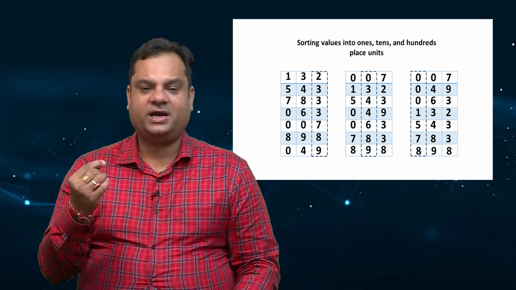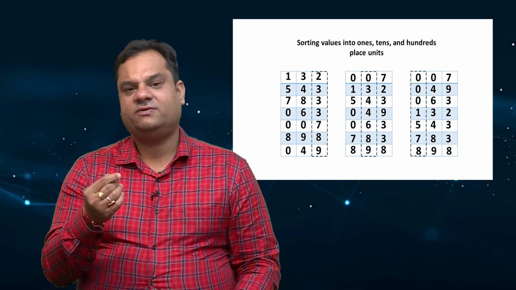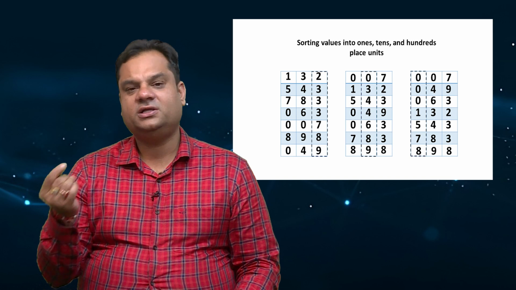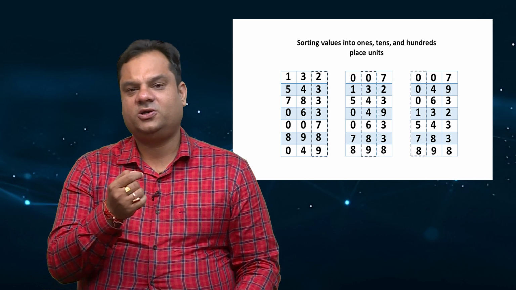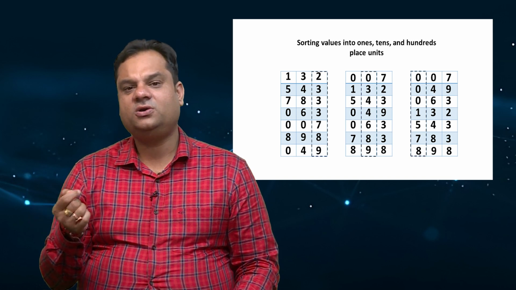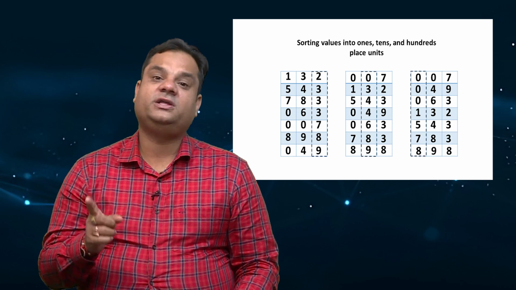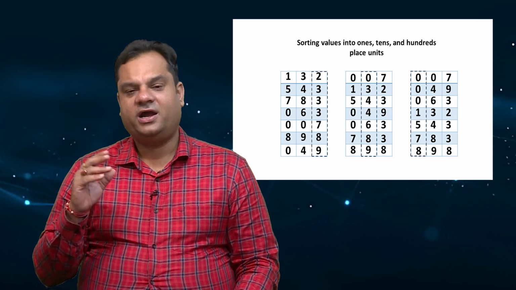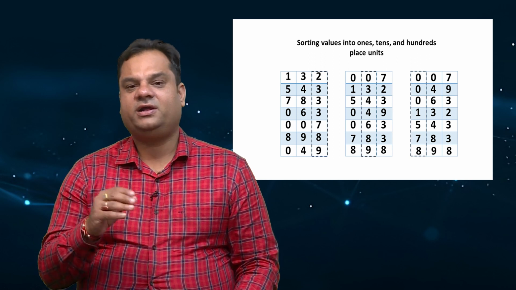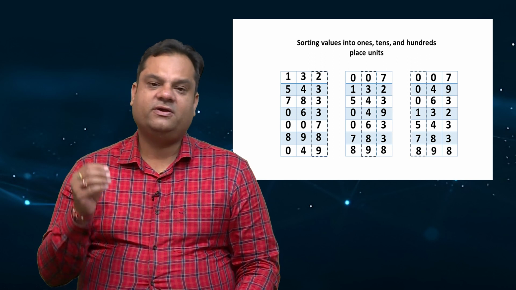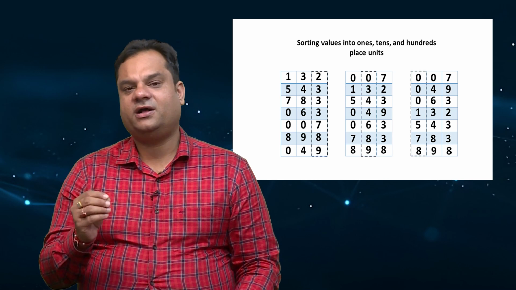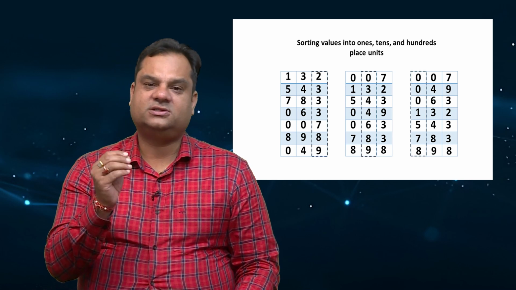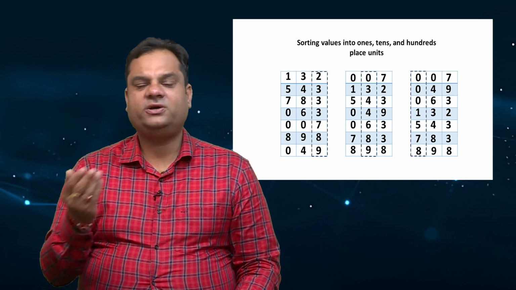The output from the second table becomes the input for the third table. Then we concentrate only on the hundreds place, and according to the hundreds place we rearrange the data, and finally we get the output, the sorted data, from the last table, that is the third table. So this is for 3-digit numbers.